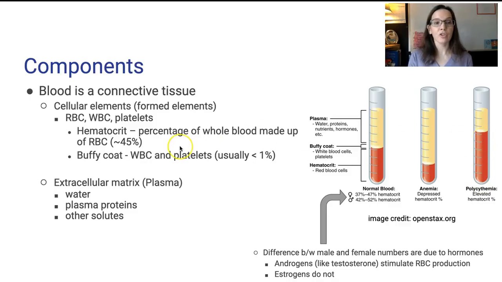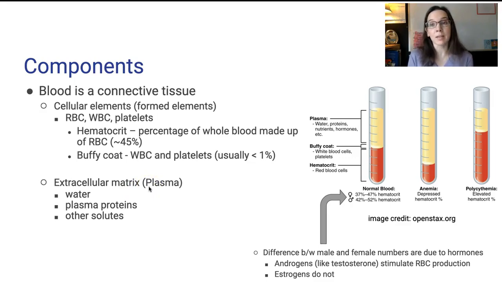So this hematocrit is usually about 45% of the blood. And the buffy coat is usually less than 1%. So we're still roughly about 45% of blood is going to be these formed elements, which means the rest, the other 55, is going to be in the blood plasma. What makes up blood plasma?